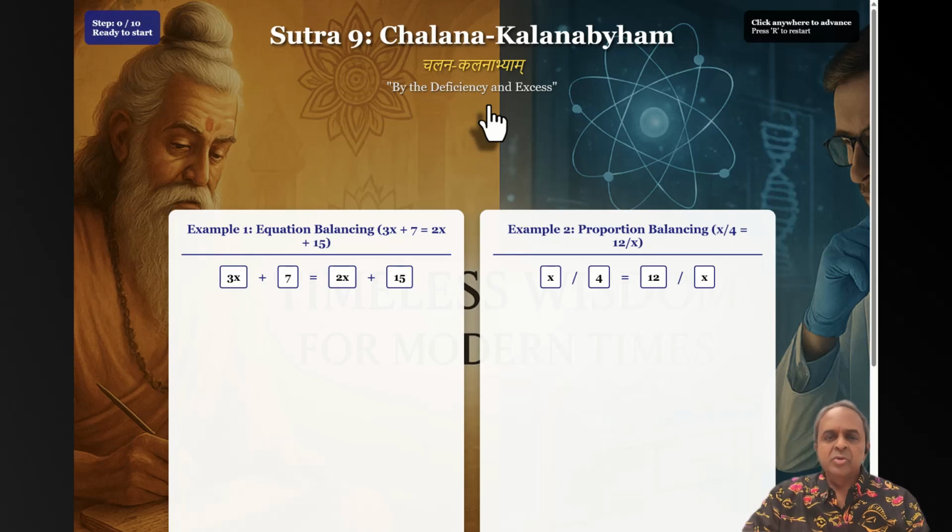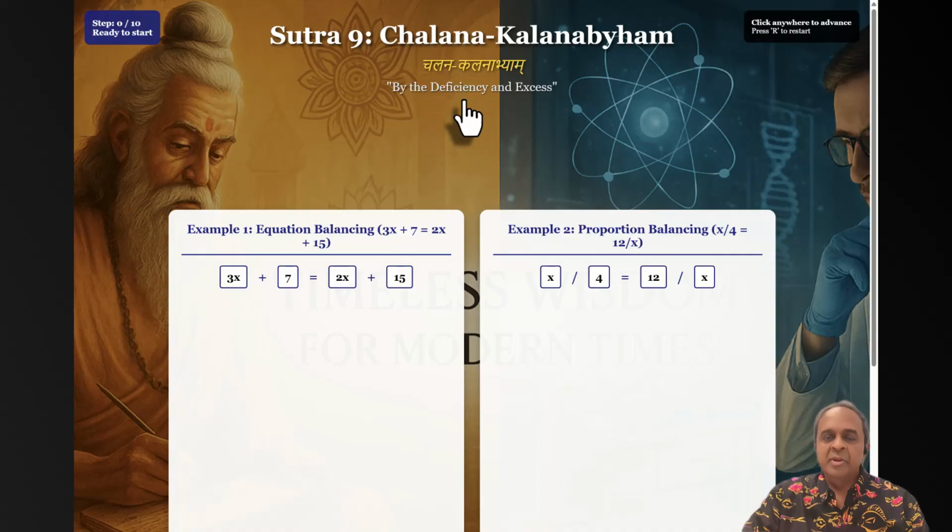And this sutra teaches us to solve equations. The previous one was more on the numbers, right? This is to solve equations by identifying and balancing elements that are in excess on one side and those that are deficient on the other. Similar to 8, there we are looking for numbers in multiplication and divisions and so on. Here we are looking at equations.